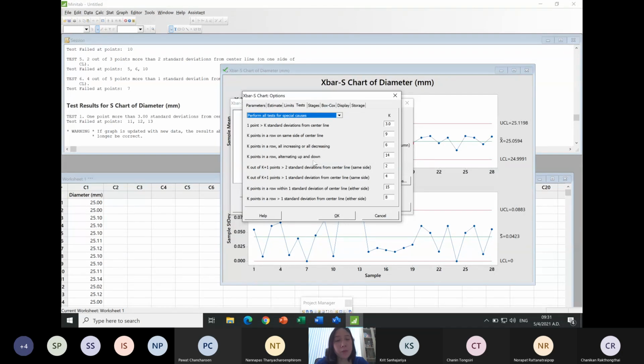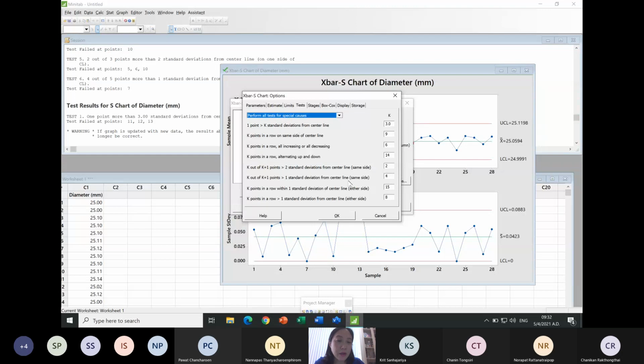Chanin, could you please help tell the rule name of rule number 6? Can you remember? If not yet, you can take a look at the screen and then try to answer me. How do we call this rule in short? Rule number 6? Out of control?